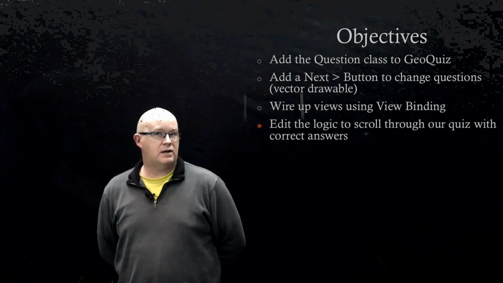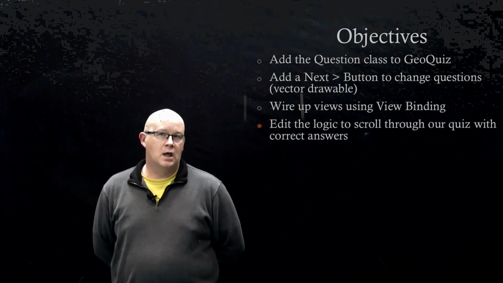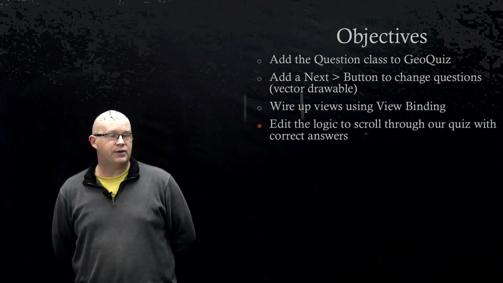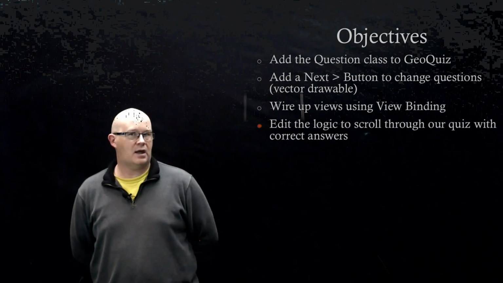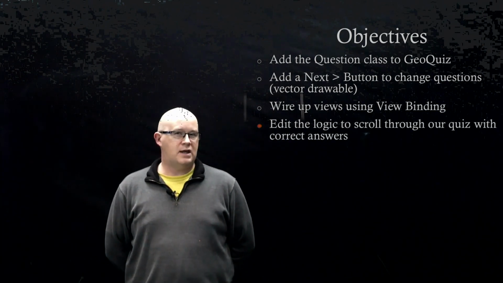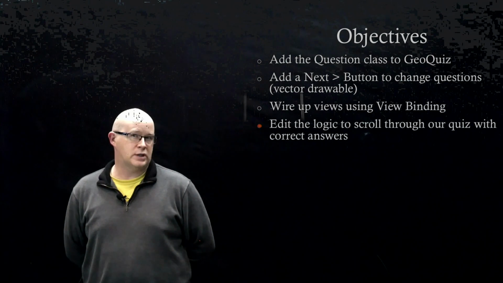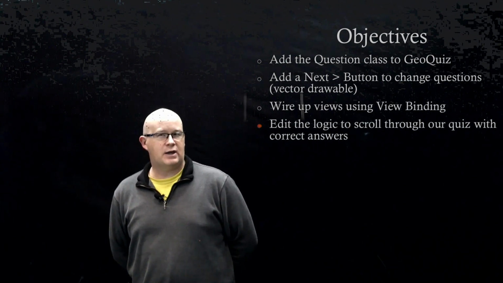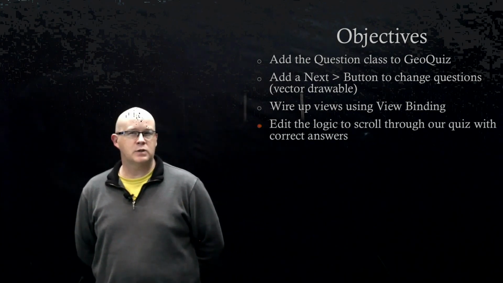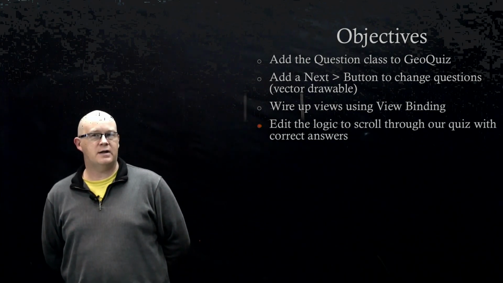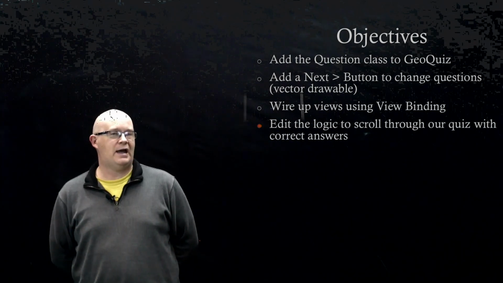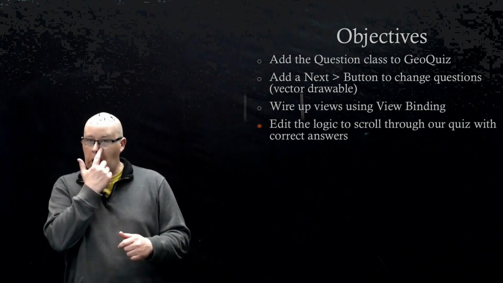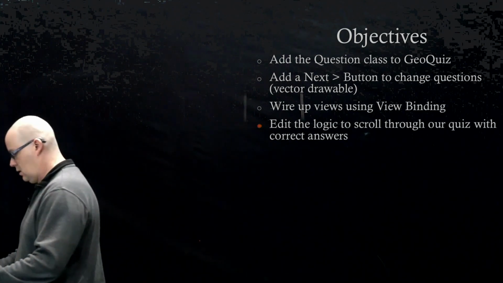All right, this should be our final video for Chapter 2. As I look at the objectives, it occurs to me I didn't quite get there on the third objective. What we did is we set up view binding, but we never actually wired anything up using the view binding. So we're going to have to do that. We're going to go back and do that real quick with our true button and our false button. We'll do it for the first time with our next button. But we also have to do it for the text view so that we can start scrolling through all of the different questions.